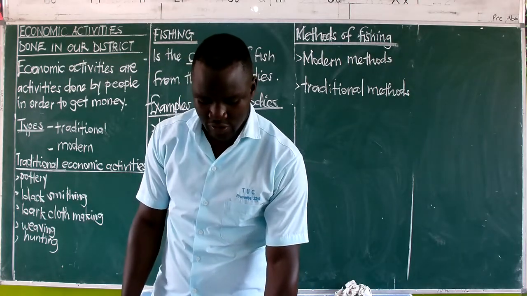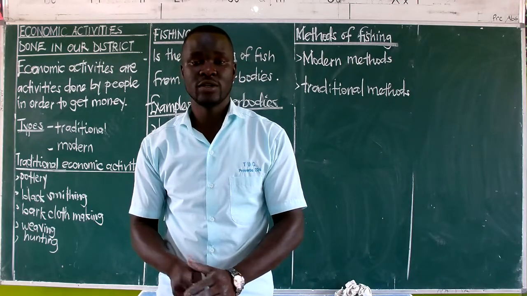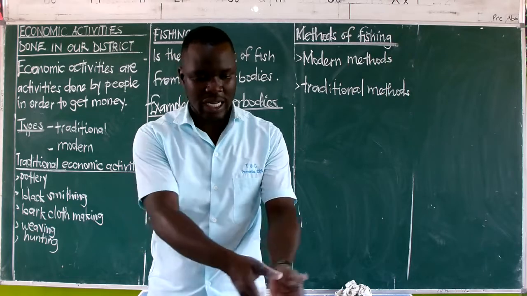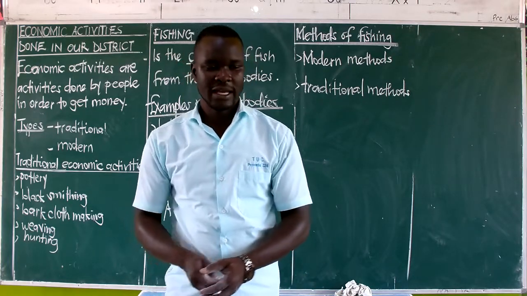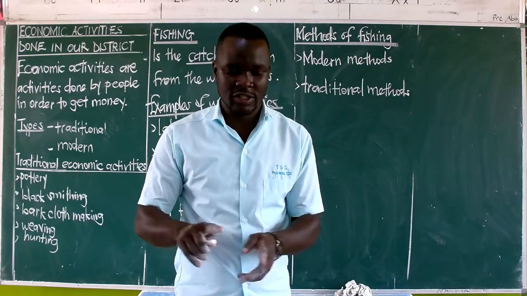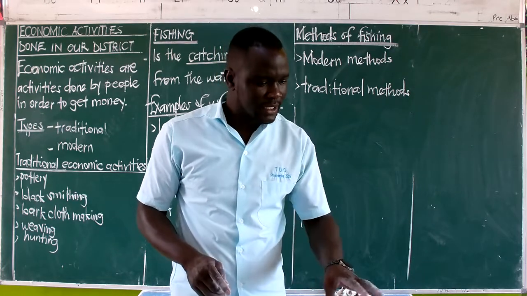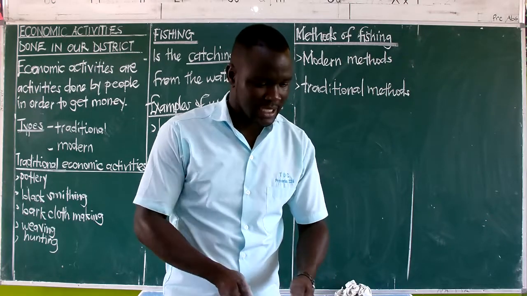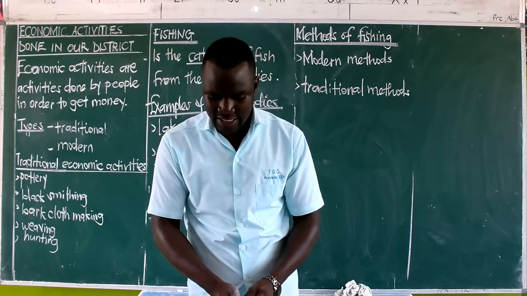And then we have talked of fishing baskets, and then we are having using hands to catch the fish. You find that they first surround some area and then they drain the water so that the water reduces, such that the fish can be seen floating. Then they can now use the hands to catch the fish.